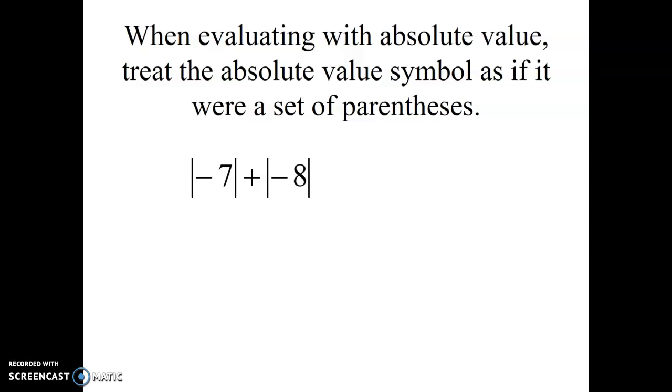Let's look at another one. The absolute value of -7 plus the absolute value of -8. First, I'm going to take the absolute value of those numbers. The absolute value of -7 is 7. The absolute value of -8 is 8. Then I'm going to add those numbers. 7 plus 8 is 15. So just like parentheses, I've got to take care of the absolute value symbols. Then I might need to do something else afterwards.